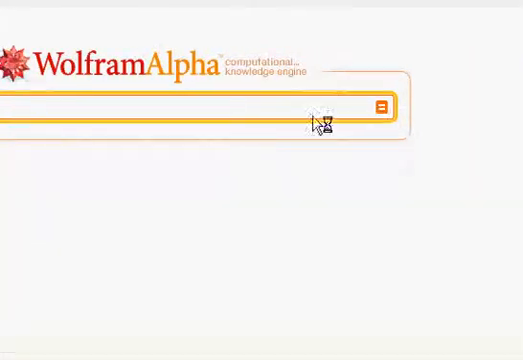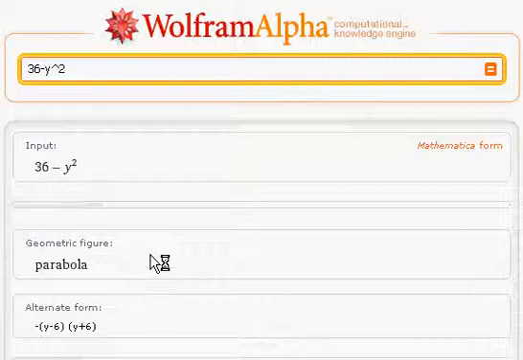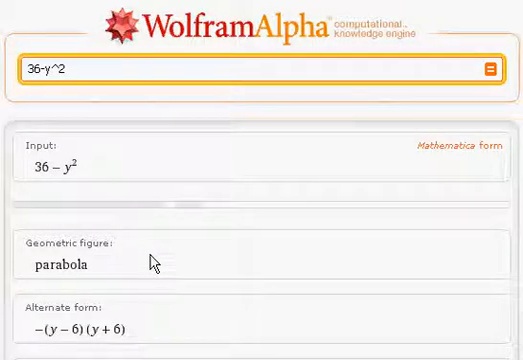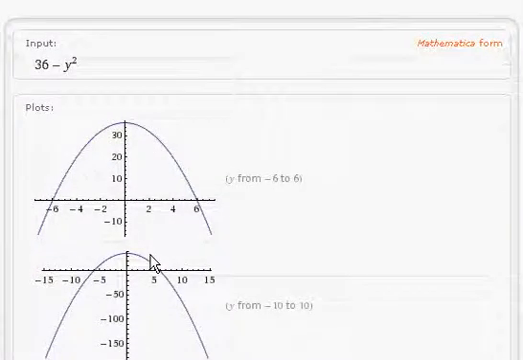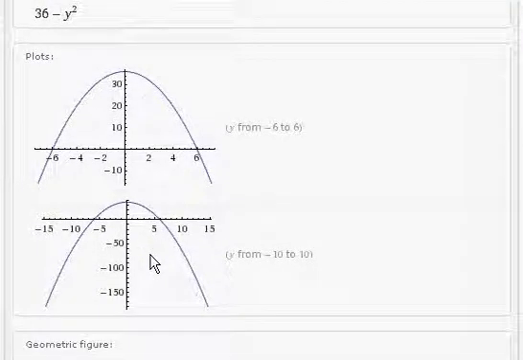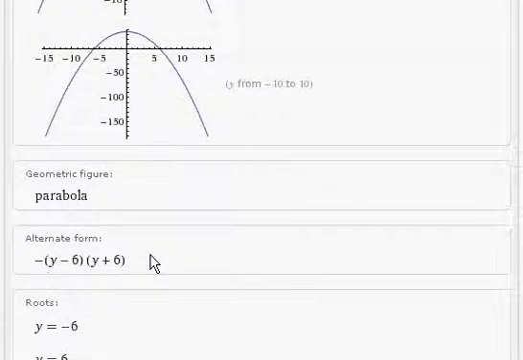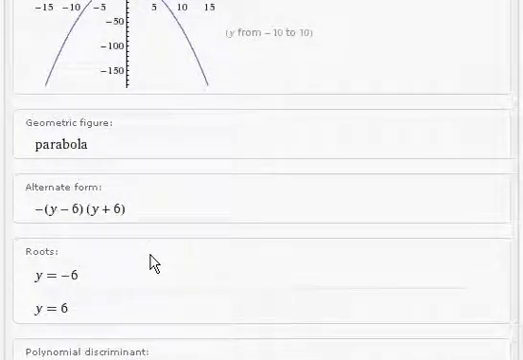Let's see how Wolfram Alpha handles it, and it should produce some more interesting lines than we've been seeing earlier. It's going to produce a parabola, and there's the parabola right there. It plots two different parabolas, and the alternate form for this particular problem is negative, outside, y minus 6, y plus 6. The roots are y equals negative 6 and y equals 6.